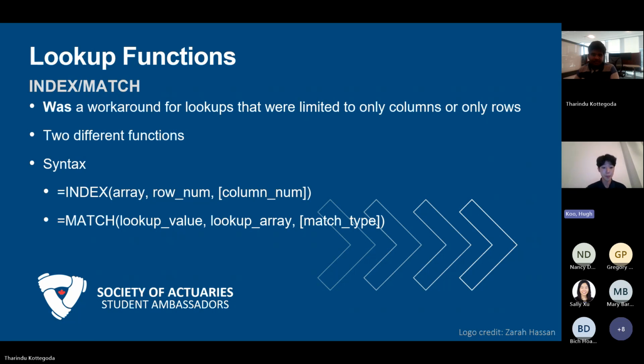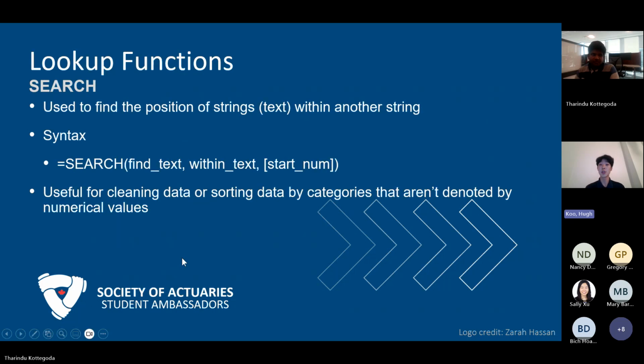And the last of our lookup functions is the SEARCH function, which can find specific strings or text and can also return the position of that text, which essentially means, for example, if I want to look up the letter T in the word cat, it would return a 3 because T is the third letter of the word cat.